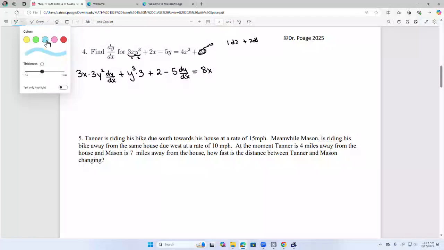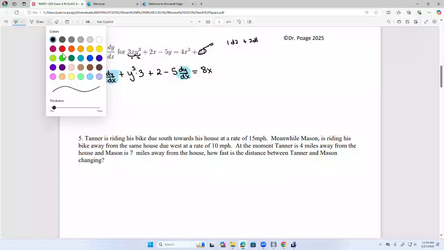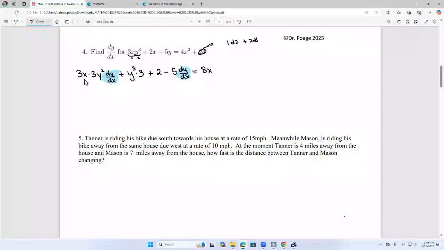What I want to do at this point is I'm solving for dy/dx. I've got 2 of them. They're both on the left side of the equal sign, which is great. I'm going to keep them on the left side of the equal sign, and I'm going to move everything else to the other side of the equal sign. So keeping these 2 terms, 3 times 3 is 9xy squared dy/dx, and I'm also keeping minus 5 dy/dx. But I'm going to subtract this term to the other side, and I'm going to subtract that term to the other side.